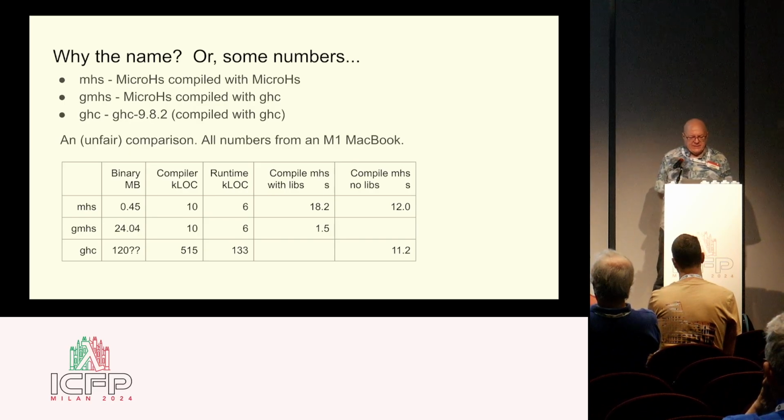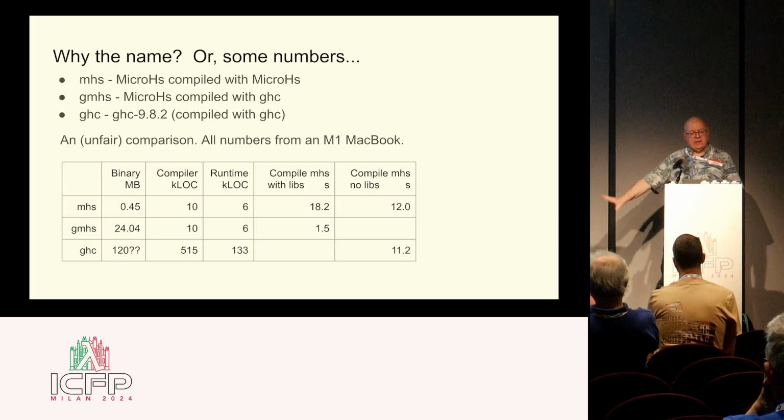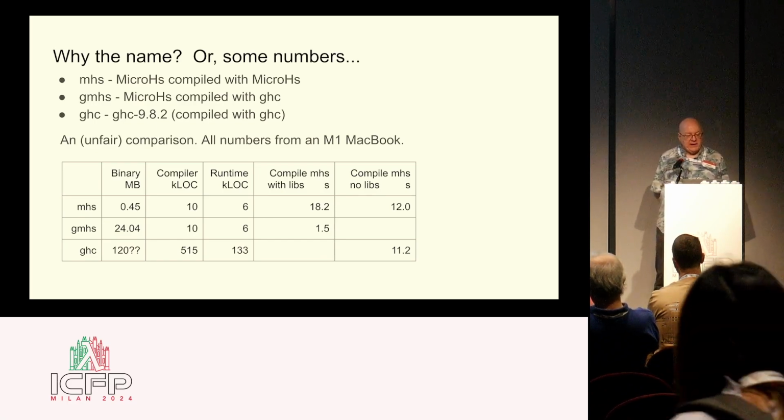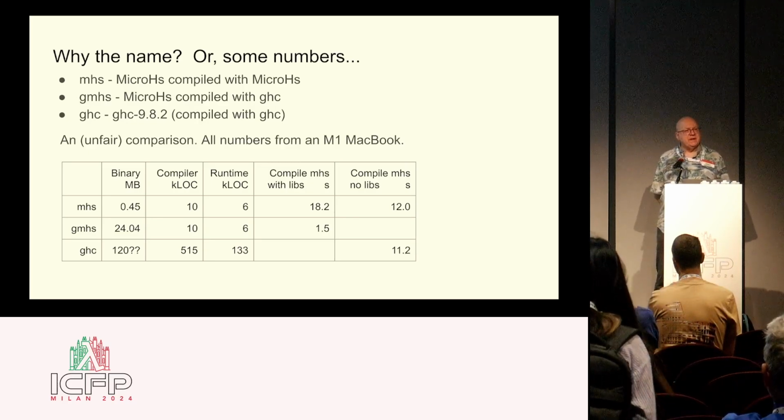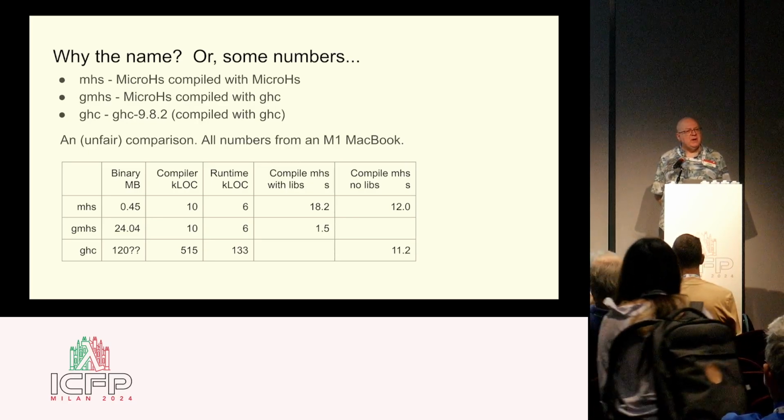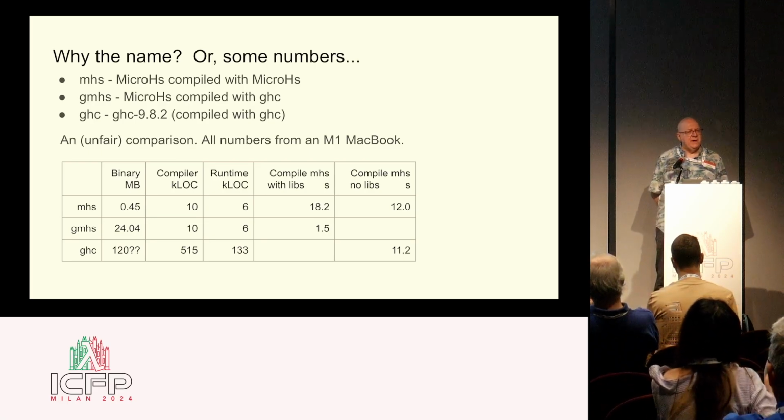We look at the last column first. When MHS recompiles itself, where the base library has already been compiled, it takes 12 seconds. That's why I think a new laptop will help. I can get those 2 seconds off. And GHC can compile MHS in 11.2 seconds, so it's almost as fast as GHC at compiling.